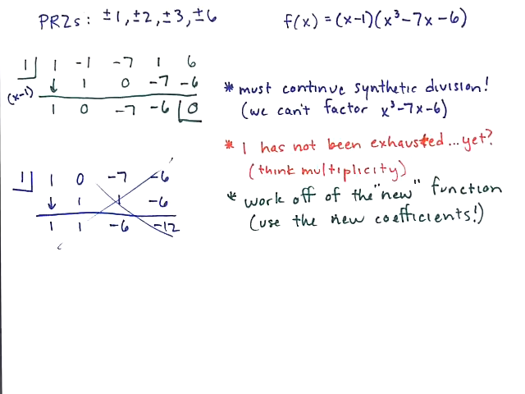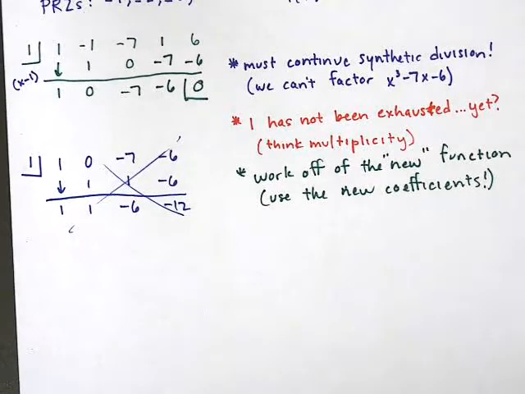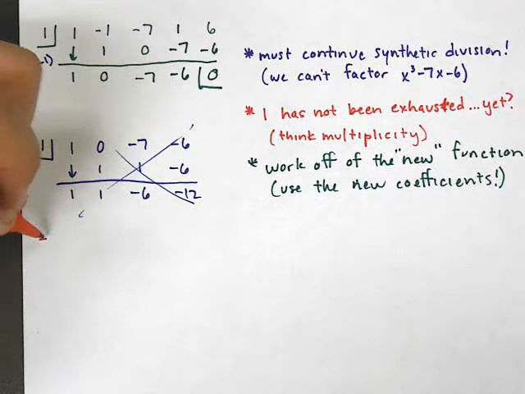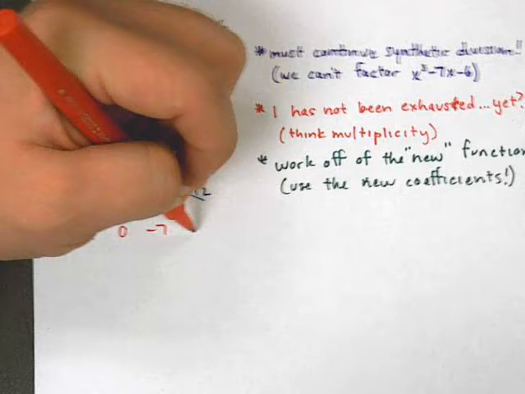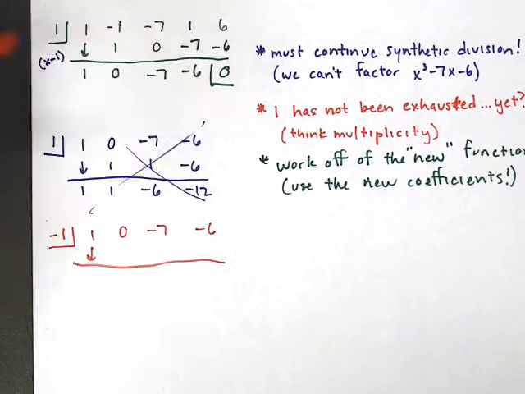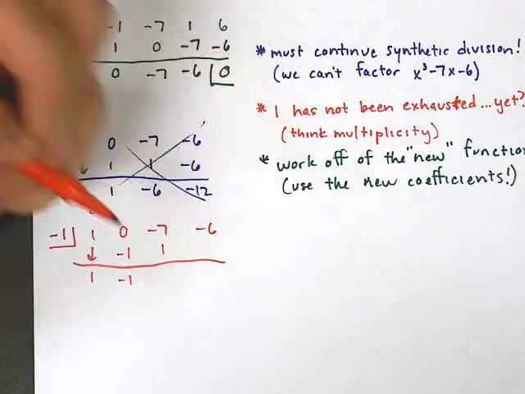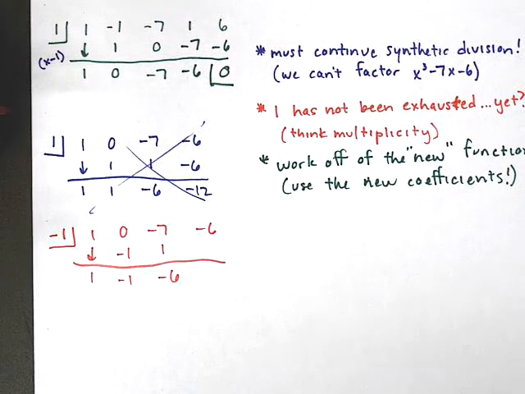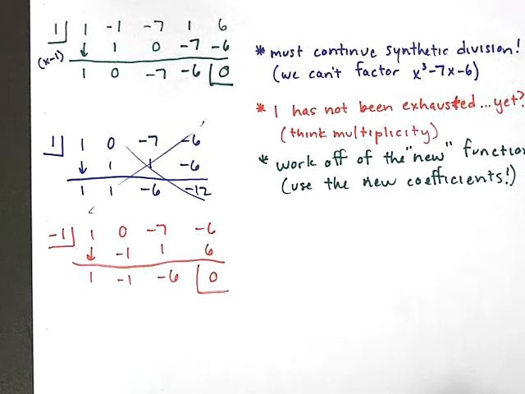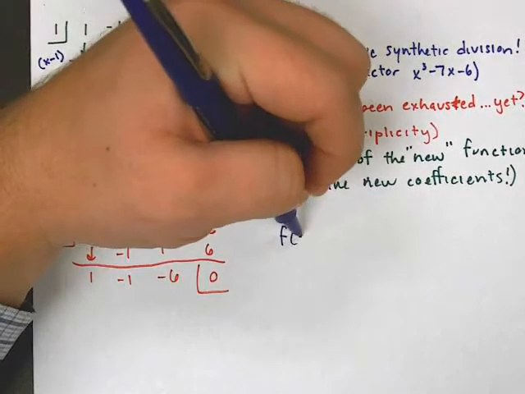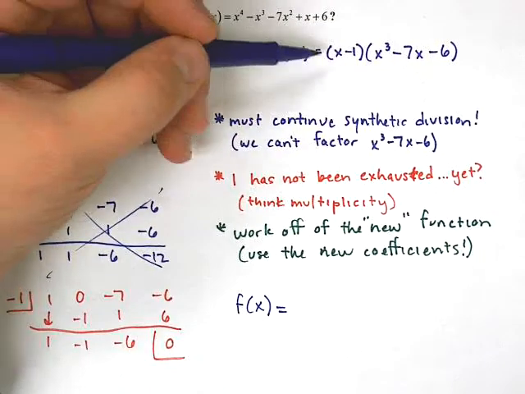That did not work. So now we can say that positive 1 is gone, and let's try negative 1. Alright, so let's go with negative 1: 1, 0, negative 7, negative 6. Bring it down. 1, negative 1, negative 1, 1, negative 6, positive 6, 0. Okay, there we go. That's what we wanted. This is really good because now we know f of x is, well, what did we have from above? We already had x minus 1.